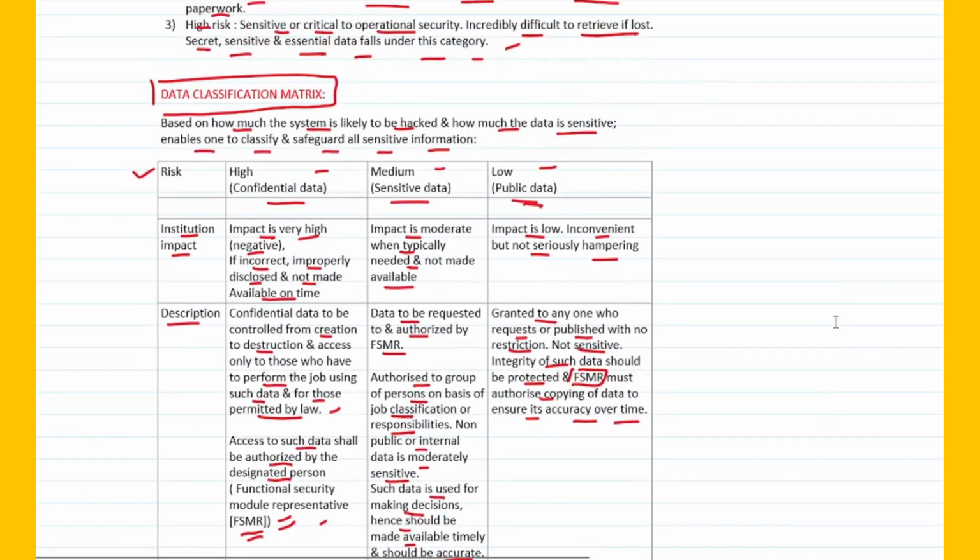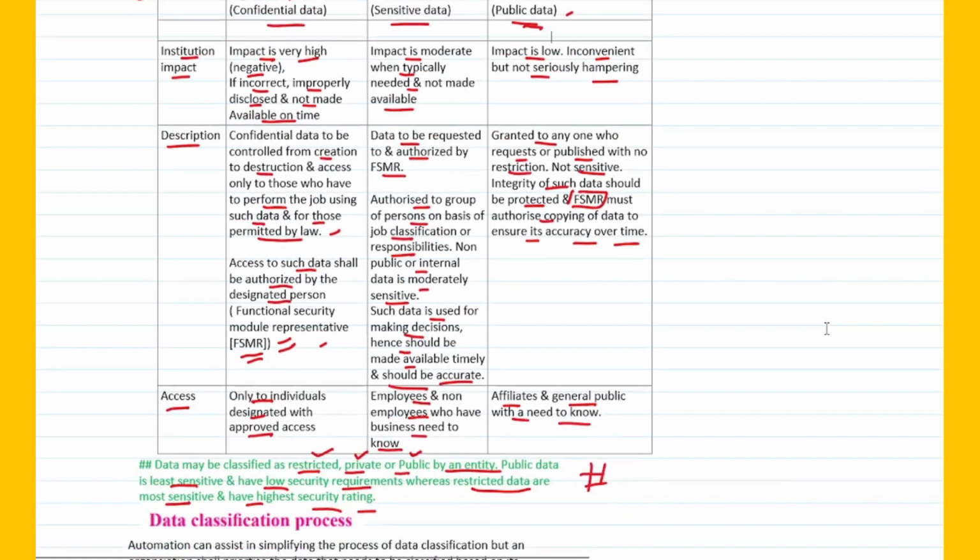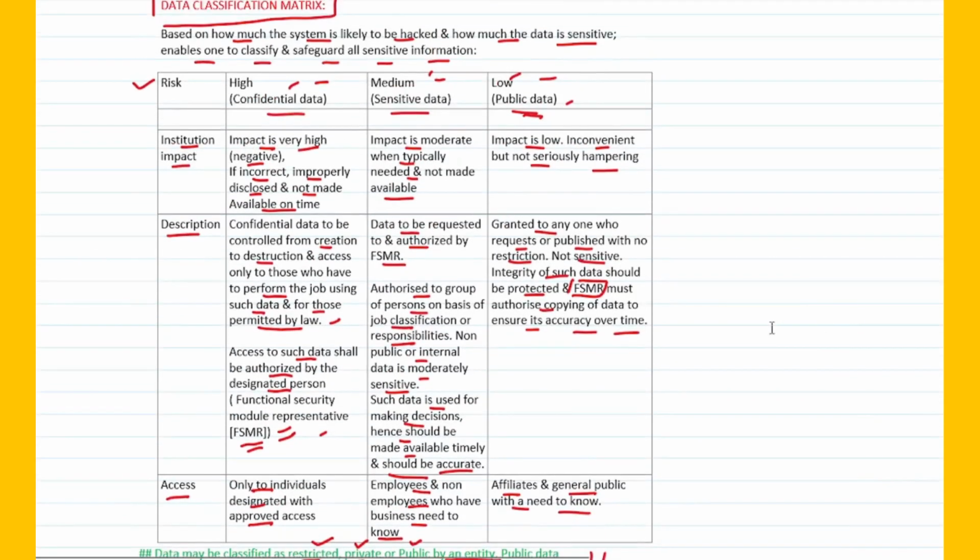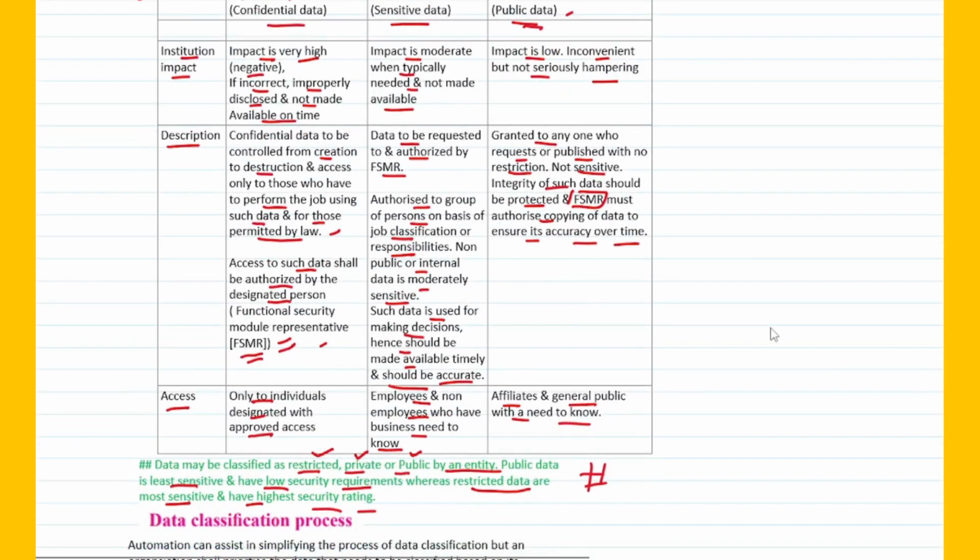Let's quickly revise the data classification matrix. Again, it is categorized into three risk categories: high, medium and low. High is confidential, medium is sensitive, and the low one is public. This risk is categorized on the basis of institution impact, then description and access.